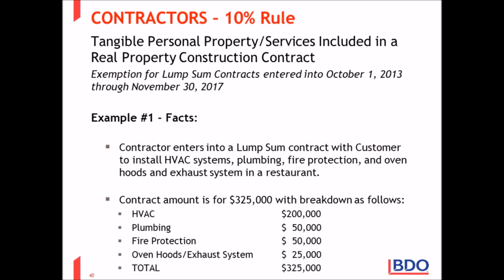So for the exemption for lump sum contracts, this first example is really dealing with, going back to, the October 1st, 2013 through November 30th, 2013 date. So you've got your facts where the contractor enters into a lump sum contract with the customer to install HVAC systems, plumbing, fire protection, and oven hoods and exhaust system in a restaurant. The contract is for $325,000 with a breakdown as follows. So you can see you've got your various items. The one item to note is the oven hoods and exhaust system is $25,000.